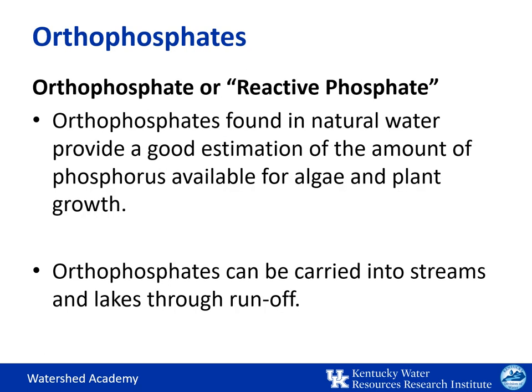When sampling a stream, it's typical to take a measurement for total phosphorus, which includes all three forms of phosphorus, as well as the particulate-bound portion and the dissolved portion. Orthophosphate is measured separately, as that's just the bioavailable form, because that provides the amount that's available for the algae and plant growth and uptake. The total phosphorus should always be greater than the orthophosphorus.